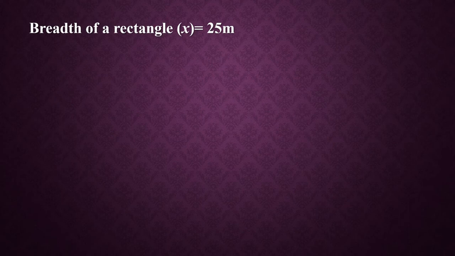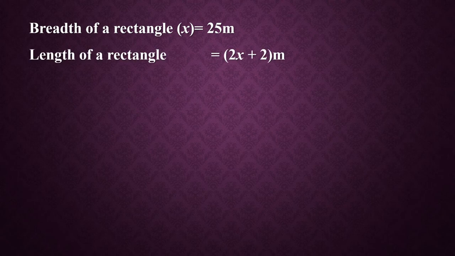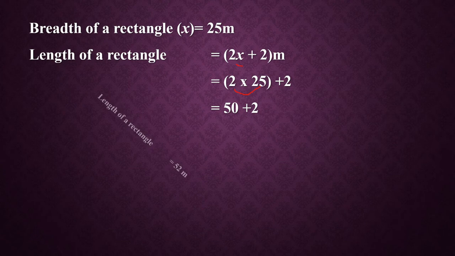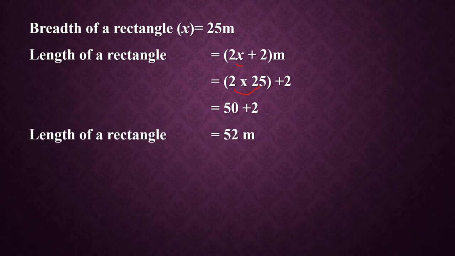So breadth of the rectangle is 25 meter. Now we have to find the length. So length we have taken 2x plus 2 meter. So instead of x we have to apply 25. So it will come 2 into 25 plus 2. If you are multiplying 2 into 25, your answer is 50. So 50 plus 2 equal to 52 meter. So length of the rectangle is 52 meter. So now we have found length and breadth. Breadth is 25 meter.